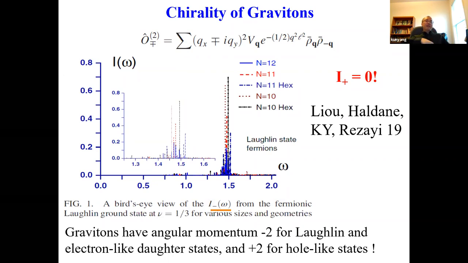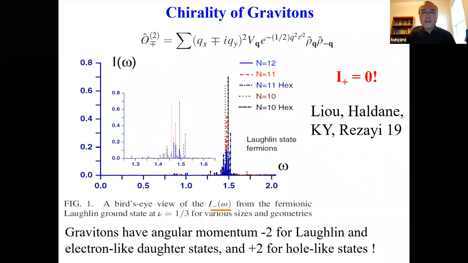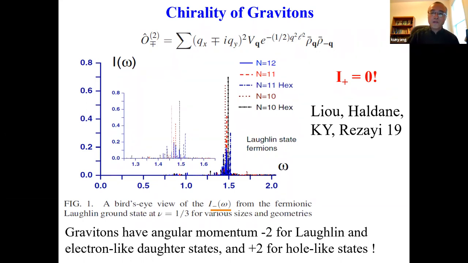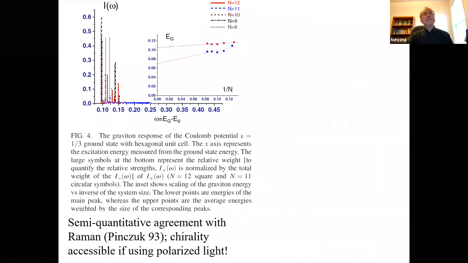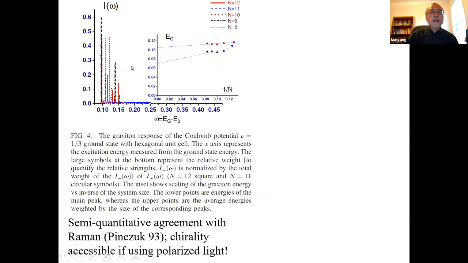So the holes do a cyclotron dance in the opposite direction. So for them, you should actually have a plus two chirality. So this is a full model calculation. For the more realistic Coulomb interaction, we find something very, very similar. Again, the minus two spectral weight dominates, but the plus two spectral weight is not exactly zero, just barely visible, which are these little dots.